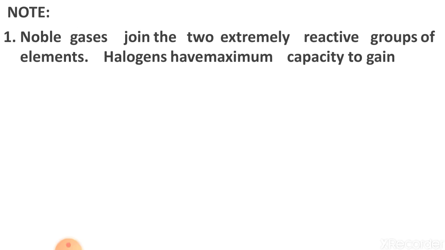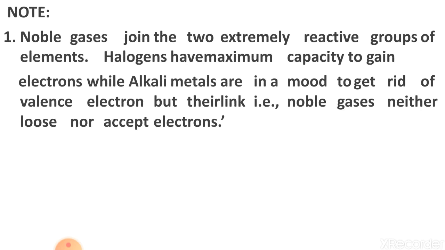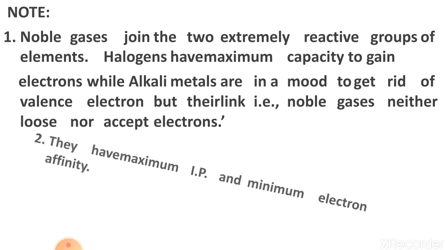Now students, some noteworthy points which are very important from the examination point of view. Noble gases join two extremely reactive groups of elements: halogens have the maximum capacity to gain electrons, and alkali metals are in a mood to get rid of valence electrons, but their link, the noble gases, neither lose electrons nor accept electrons.